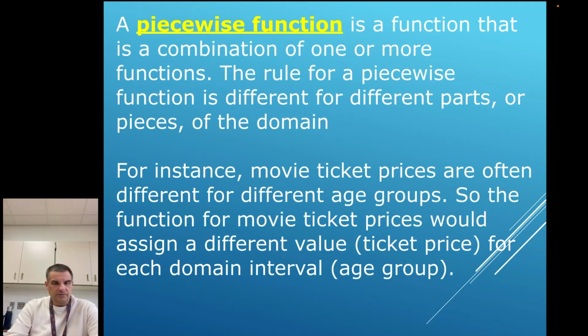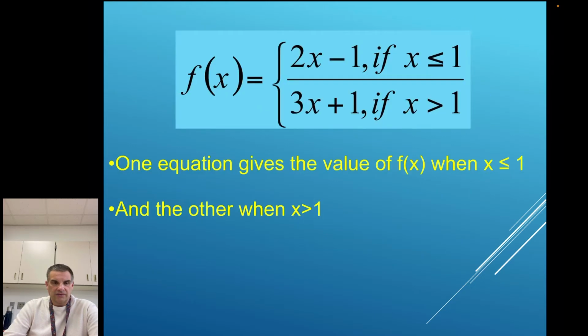Another example is, for instance, movie ticket prices are often different for different age groups. So you would have a function for kids. If I buy 5 kids tickets, it's going to cost me this much. But if I buy 5 adult tickets, it's going to cost me this much. So different values for different ticket prices based on that age group. So this is an example of what a piecewise function would look like.